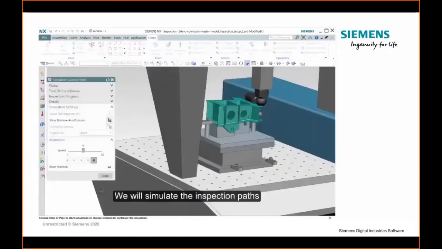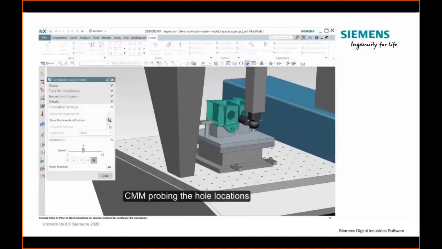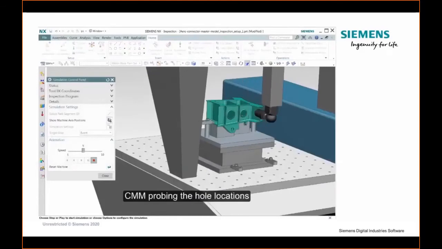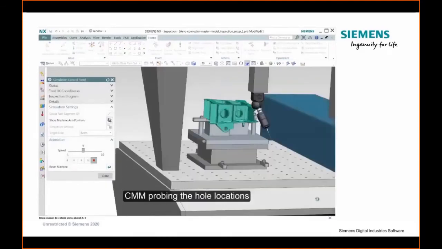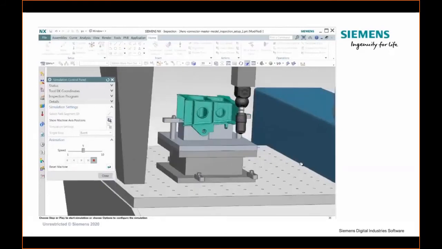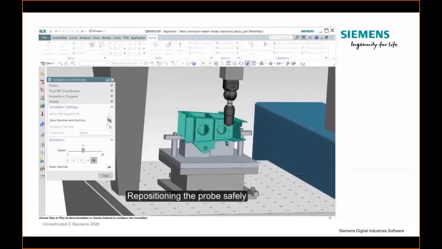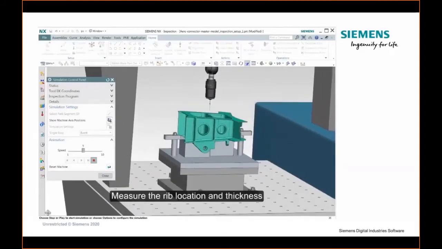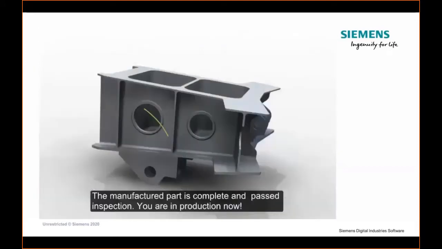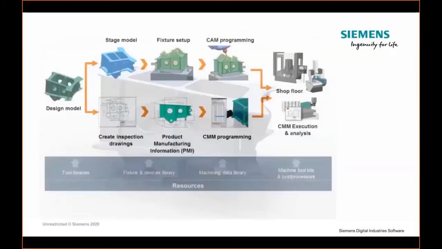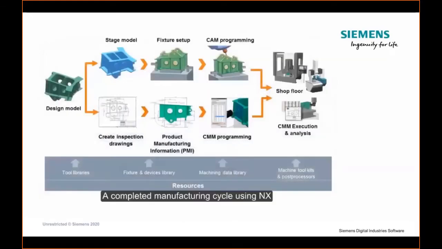So here we'll see the inspection paths come down through the locations for our holes on the side of our part, and then we'll be probing our rib and pocket locations. Again, you can see safe repositioning of the probe to measure the rib locations and thickness. The manufactured part is now completed and has passed inspection. You're in production now. All completed manufacturing cycles were done using NX.